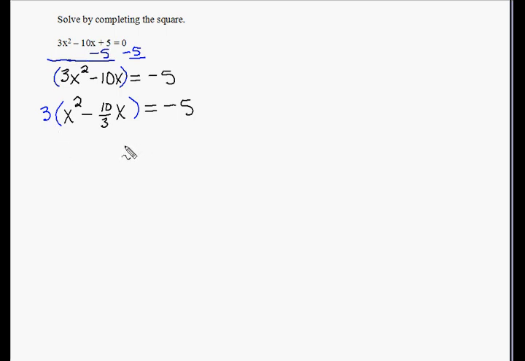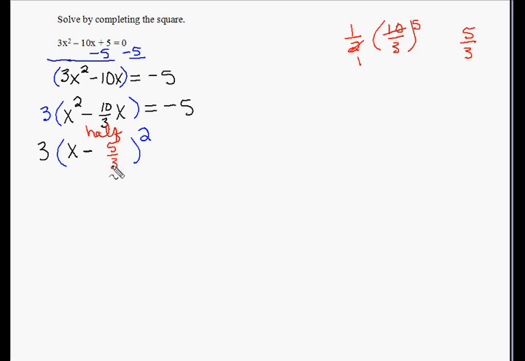Our next step is to try and factor out or take out that exponent 2. So we have 3. We bring down the x, not the exponent. We bring down that subtraction sign, and then we have half of this coefficient. That might be a little hard to do. Let's go here to the side of our paper. Half of 10 thirds. Well, let's do some reducing here. 2 goes into 2 once, 2 goes into 10 5 times. So that would give us 5 thirds. So in here we have 5 thirds.